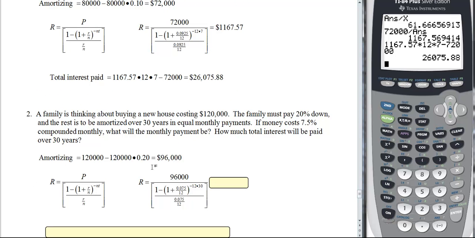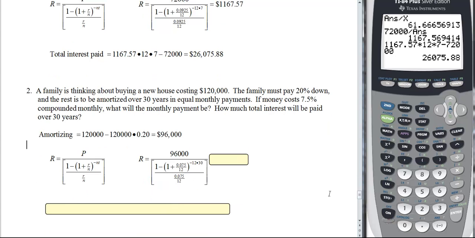I'm getting very irritated with that thing. Calculator, you go try it.